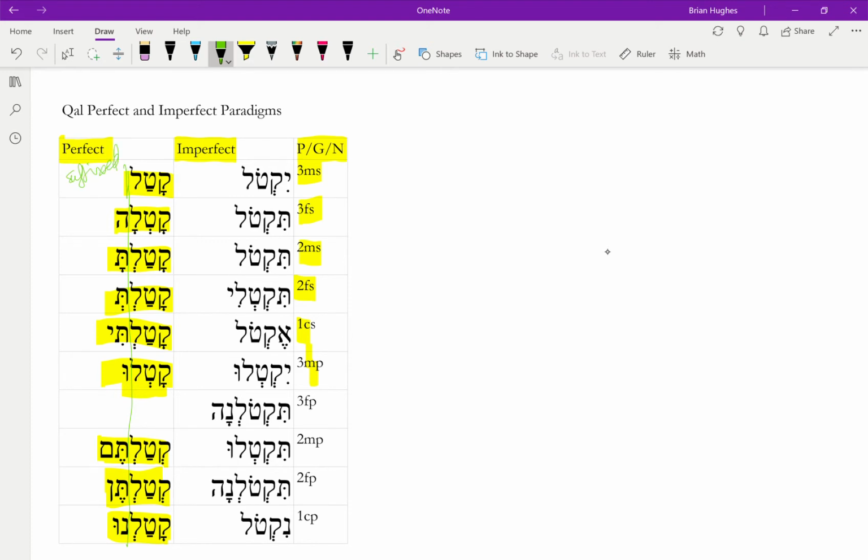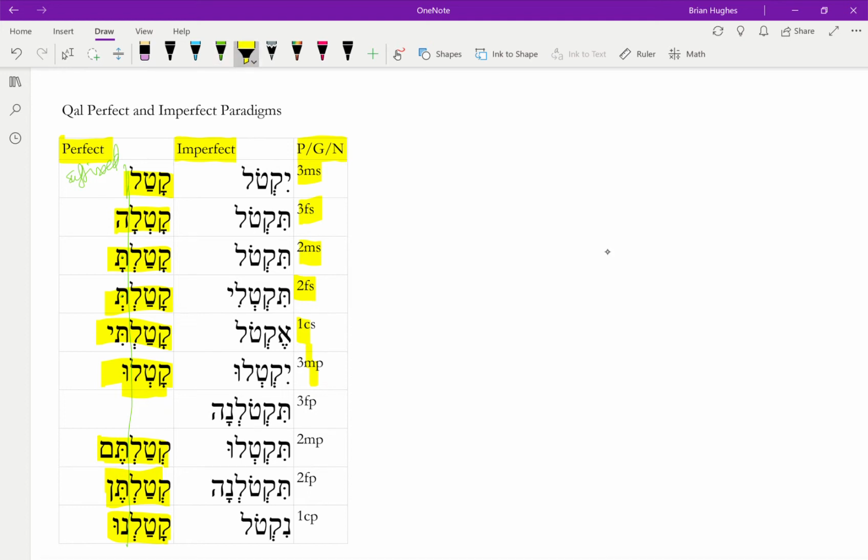And the consonantal elements of these are not going to change. And we've seen how sometimes you might lose the dagesh here in the tav, but consonantally they stay the same. And so being able to spot these on any word, you can start to parse it.